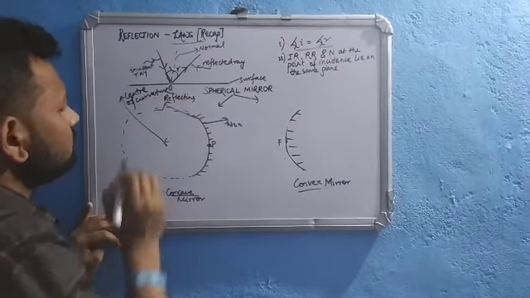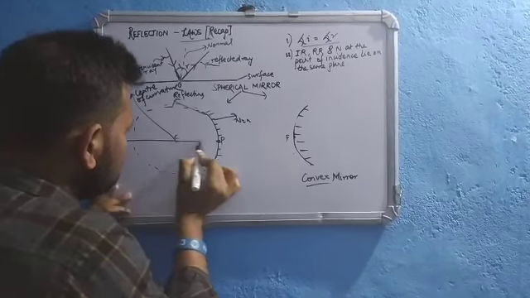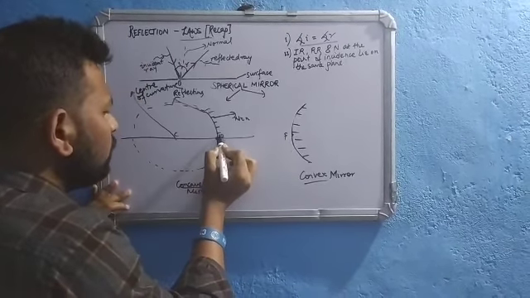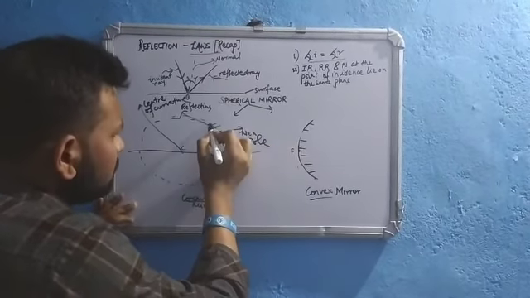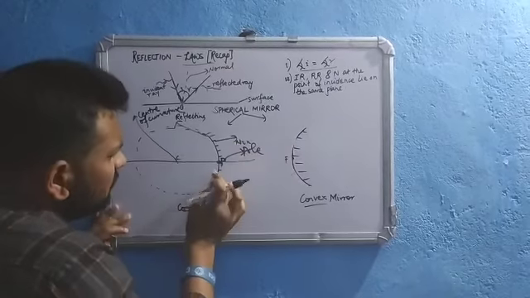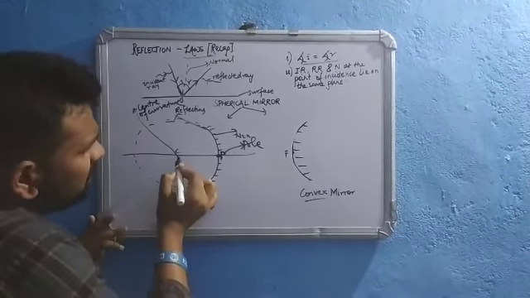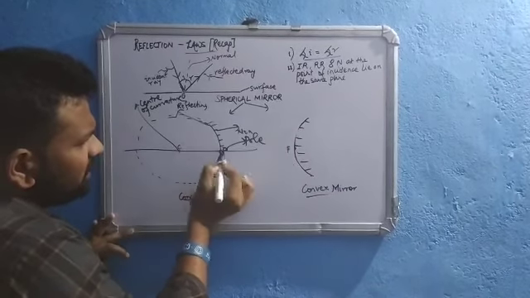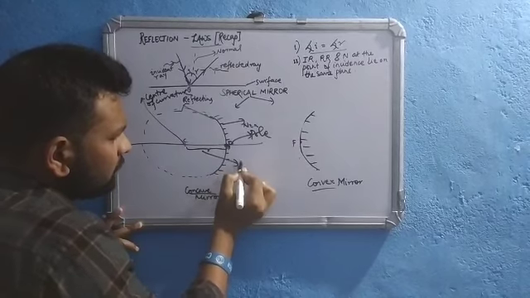Now, a line passes through the center of curvature and the pole. What is the pole? P is called the pole. The pole is the center of the curved surface that we have considered. This is the curved surface, and more or less the center is here. So P is called the pole. Now, the distance of the center of curvature from the pole is called the radius of curvature.